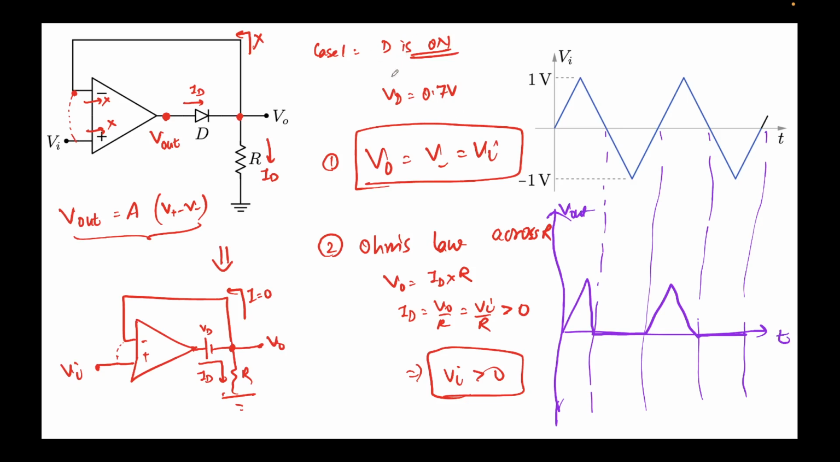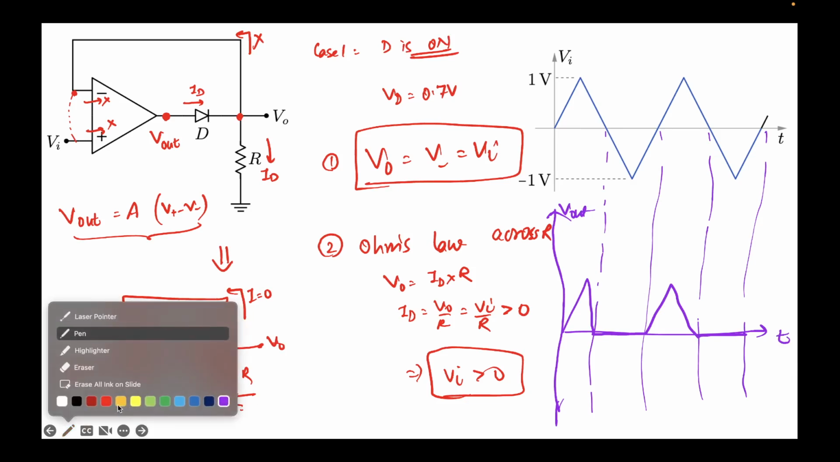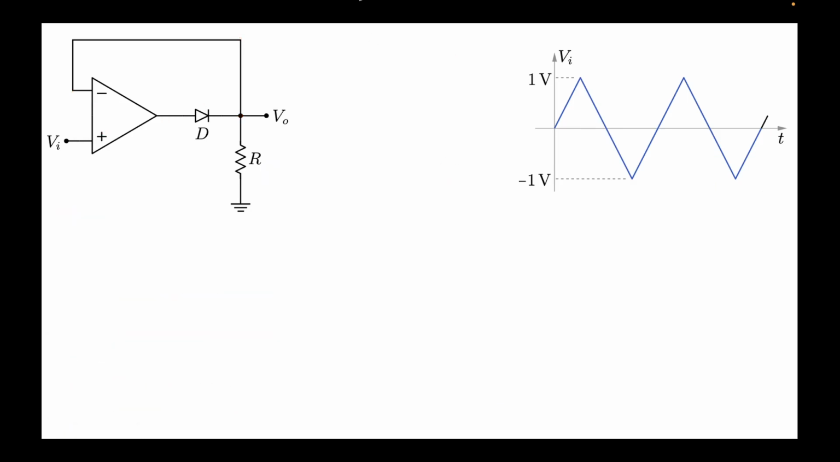But note that this is only the first case. We also have to consider what happens when the diode is off. This is just half the picture. So let's talk about the second half, which is case 2: D is off. Again we still have this virtual short condition. As I was saying, I defined it as V out, and this time the diode is off.